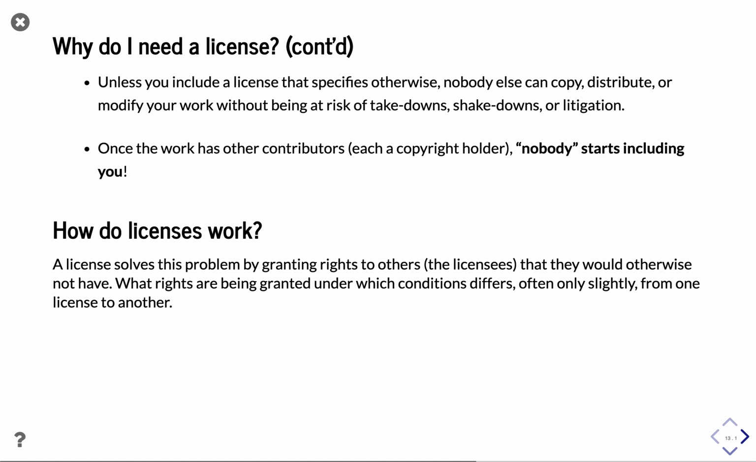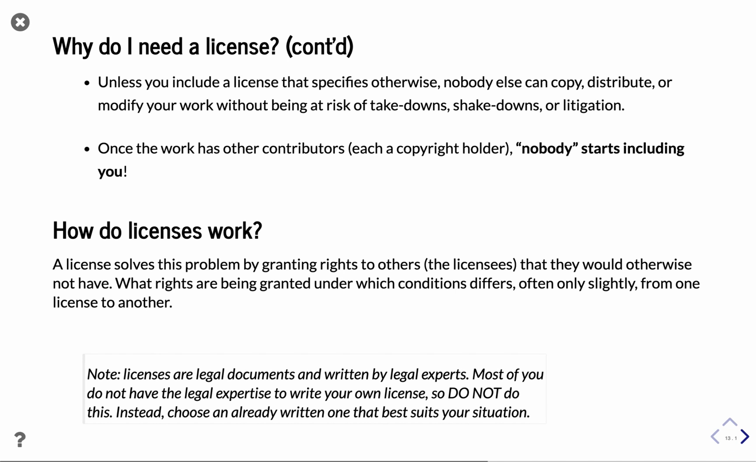Okay, how do licenses work? Well, licenses solve this copyright problem by granting rights to others that they would otherwise not have. And what rights are being granted under which conditions differs depending upon the license. We'll take a look at a few of these in a little bit and explore what these look like.